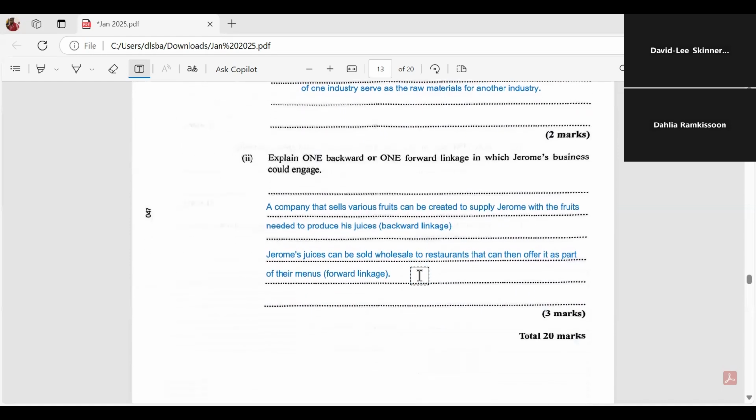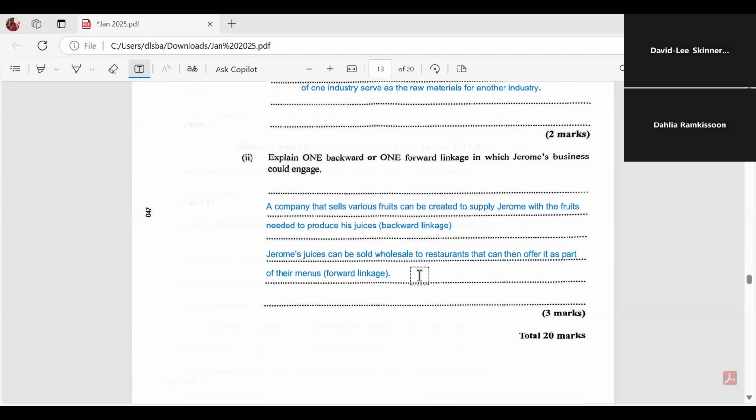Then they ask, explain one backward or one forward linkage in which Jerome's business could engage. So it's just one you have to do, but I put one of each, so you could choose from one. So first one, a company that sells various fruits can be created to supply Jerome with fruits needed to produce his juices. So Jerome's company exists, and the next company creates a company that can provide the raw materials for Jerome. That would be backward linkage.